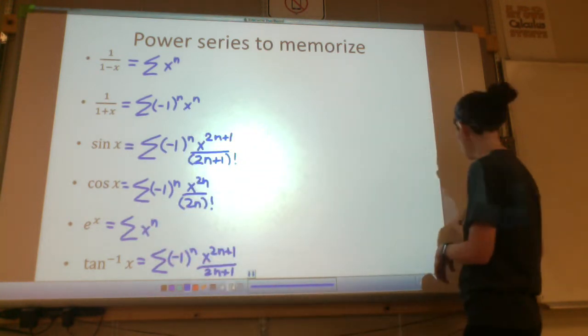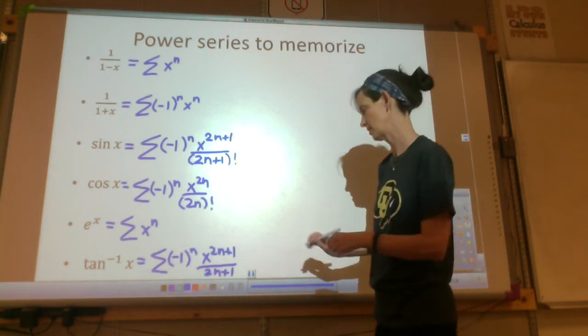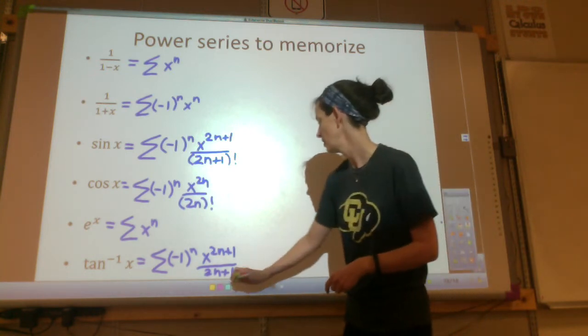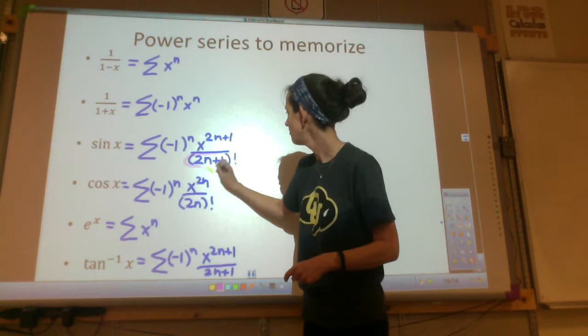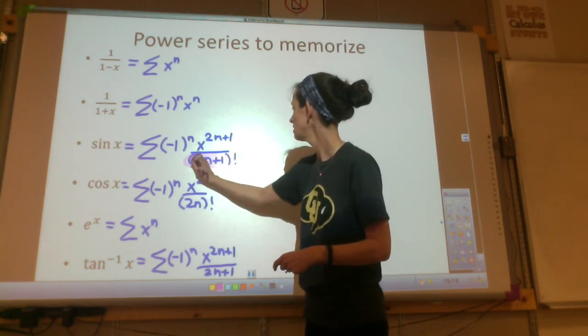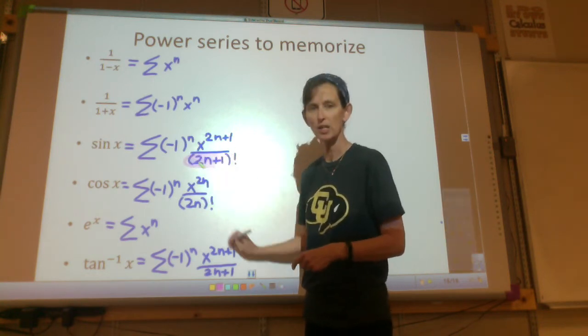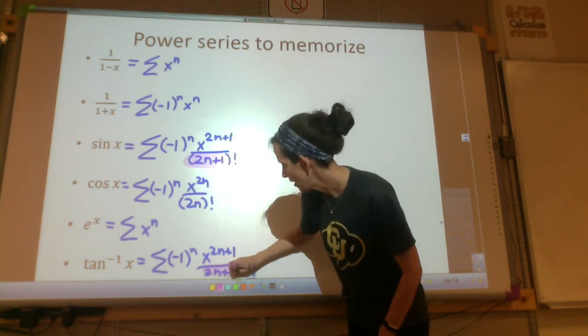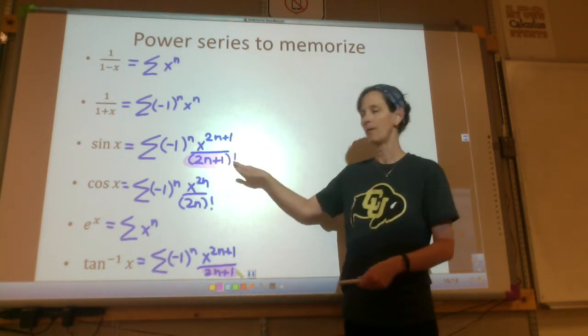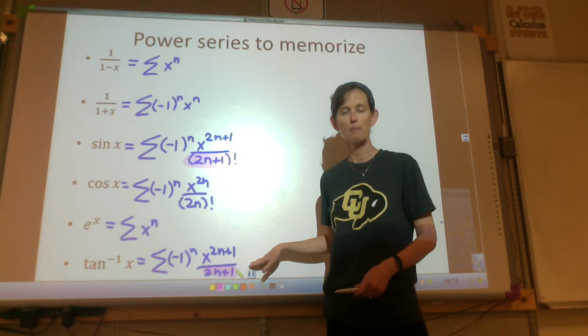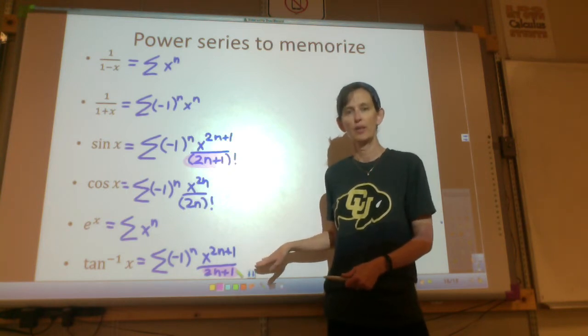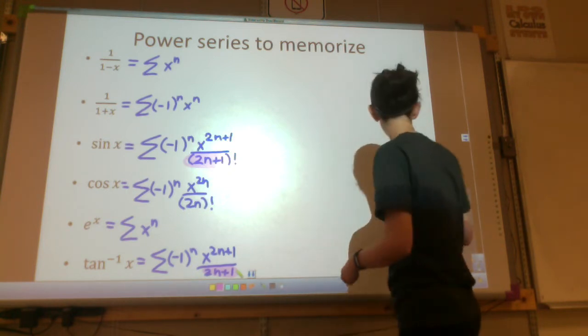Notice how close these are. These are so close to being the same. This one right here has a factorial, and it looks just like arctangent, but arctangent does not have a factorial. So when you write these out, they look very similar, but remember, when you're memorizing, the arctangent is the one that does not have factorials.